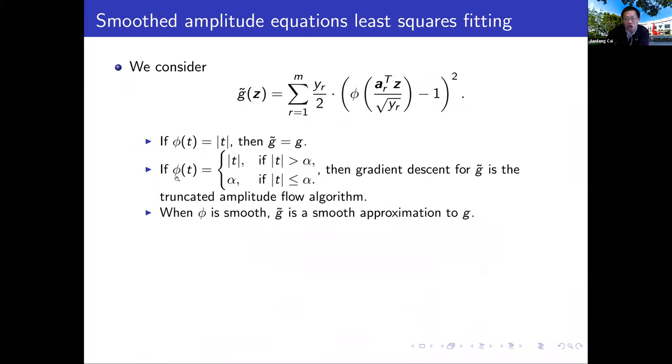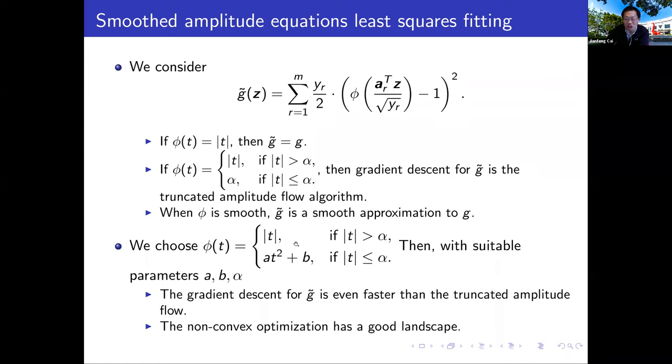Now, if we take this G function to this truncated absolute value function, and then we apply the gradient descent for this resulting function, actually we get the truncated amplitude flow algorithm. So now what we are going to do is that we just choose our phi to be a smooth function. So we get a smooth approximation to G.